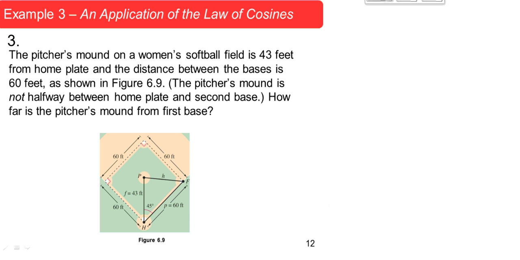The pitcher's mound on a women's softball field is 43 feet from home plate, and the distance between the bases is 60 feet, as shown in this little picture here. The pitcher's mound is not halfway between home plate and second base. How far is the pitcher's mound from first base?